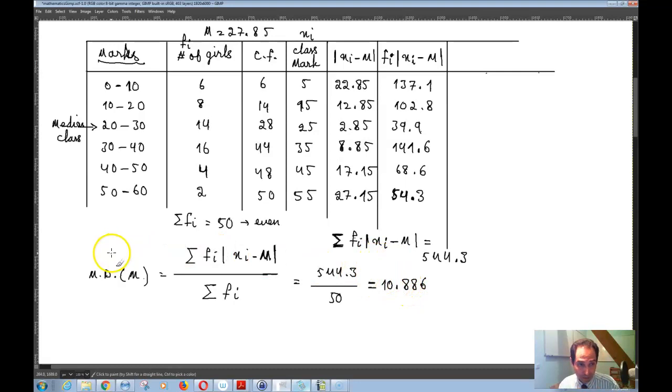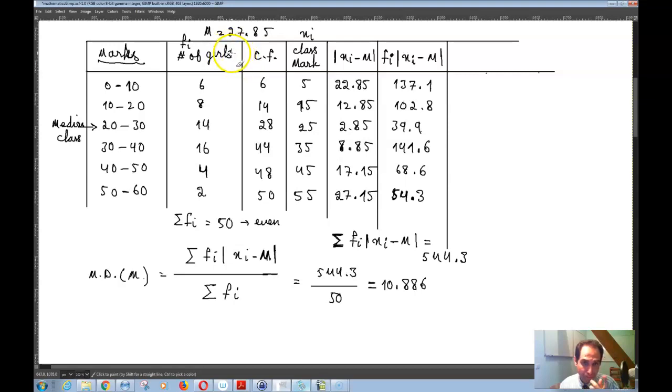That is the mean deviation about the median, meaning that, for example, related to all of these marks, about 50% of these 50 girls had marks. What was the median? 27.85. So about 50% of them had marks above 27.85. About 50% of them had marks below 27.85.